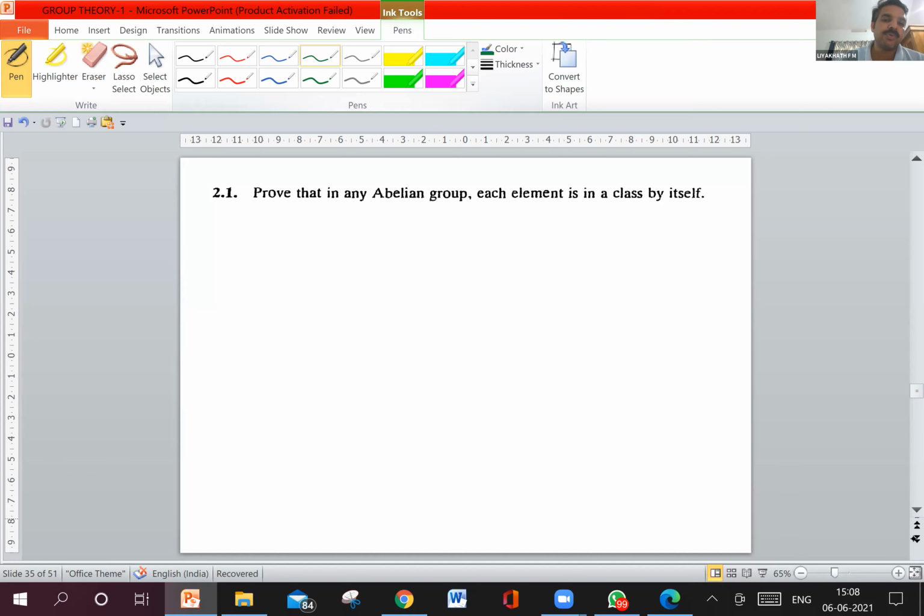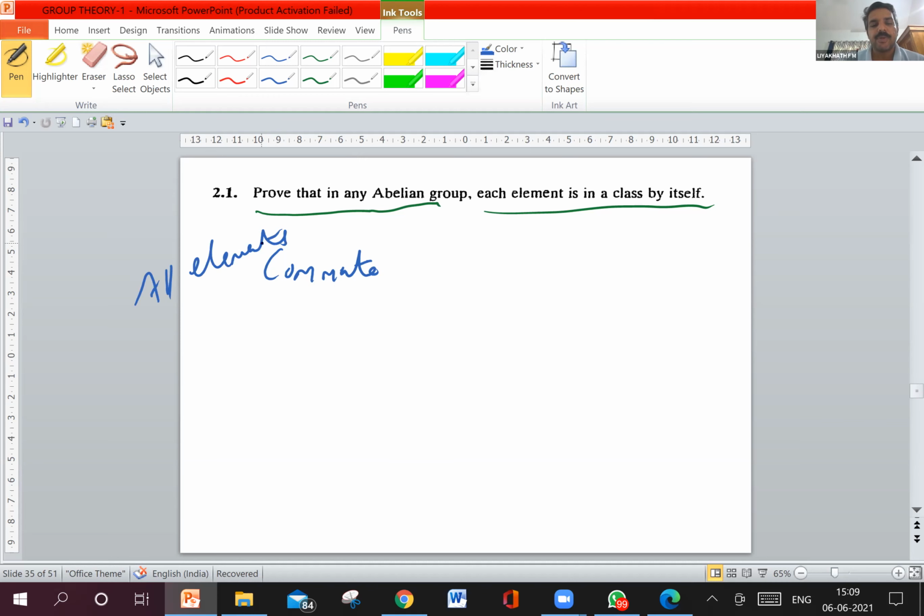Okay, the point is to prove that in any abelian group, each element is a class by itself. You can simply say it like this. In an abelian group, all the elements commute with each other. That is the first point. If an element commutes with all other elements, it will form a separate class. So in an abelian group, all the elements will be in separate classes. That you can prove by taking an example.